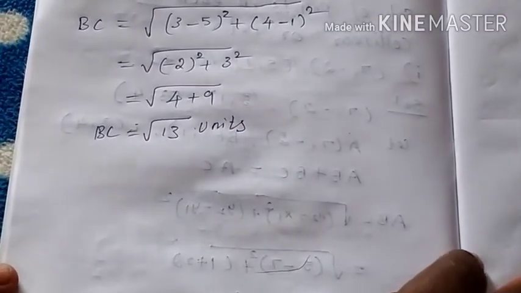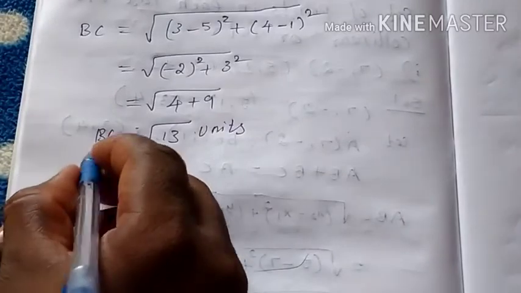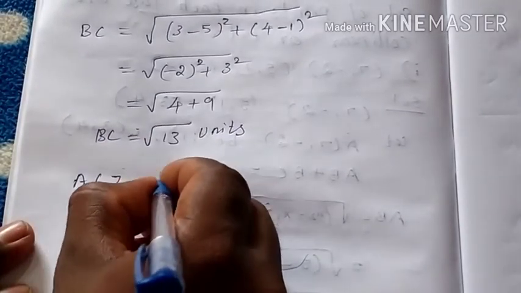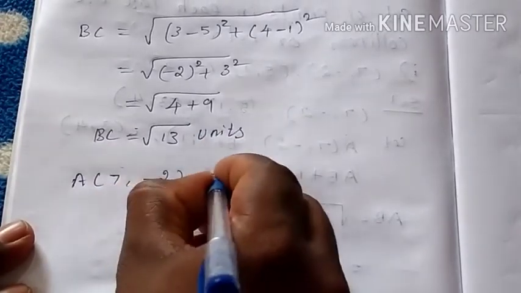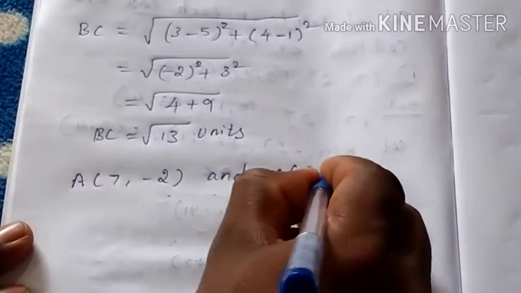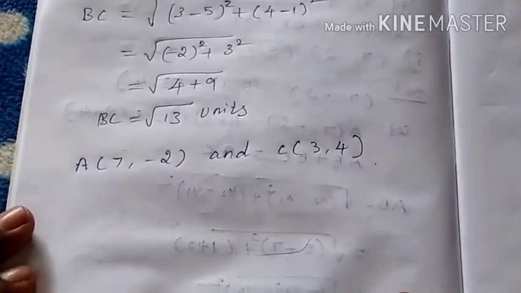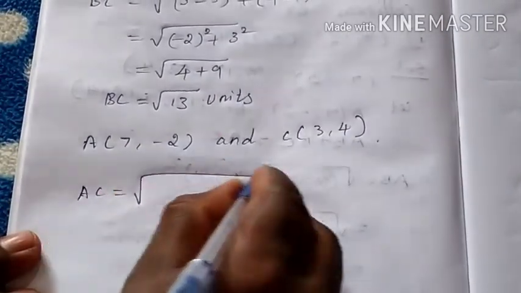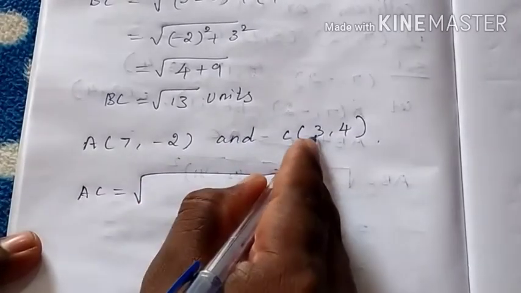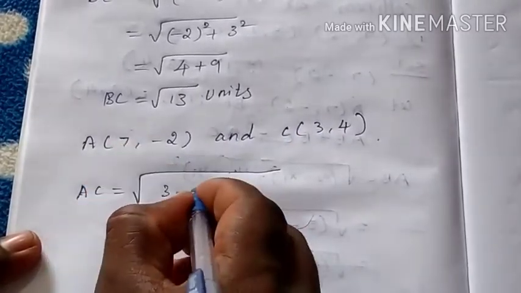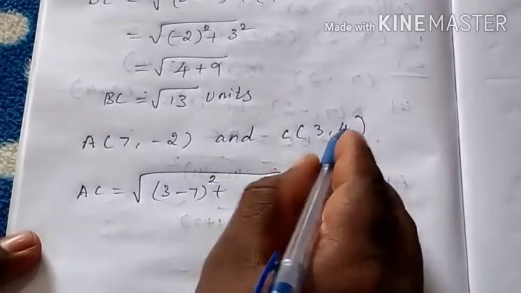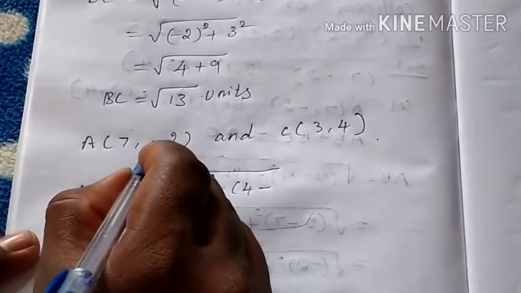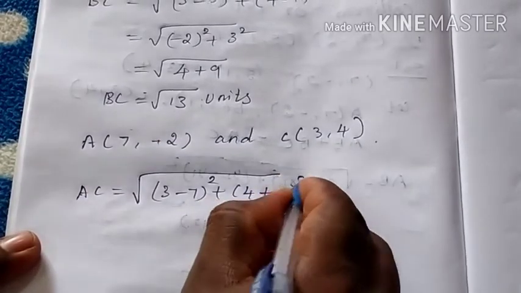Next consider the points AC or CA. What is A? A is 7, minus 2. And C is 3, 4. Next find the distance between AC. AC is equal to the square root of x2, here 3, minus x1, 7, the whole square plus y2 is 4 minus y1 is minus 2. So minus of minus plus, 2 the whole square.